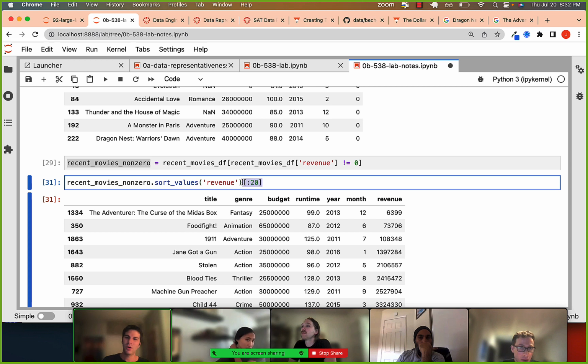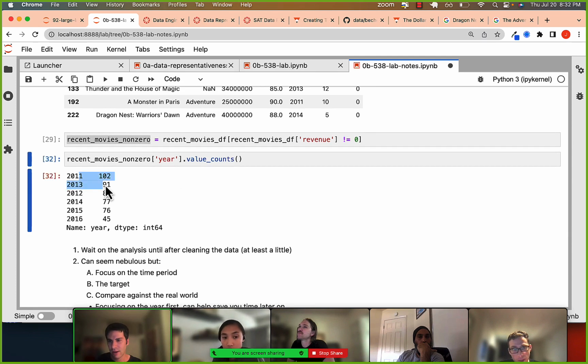All right, so now we're getting to, it seems like, more accurate data. And at this point, what we could do is a value counts of this data to see how it breaks down by year. And now we have 2016, we're down to only 45. 2015, 2014, this seems a little bit better.